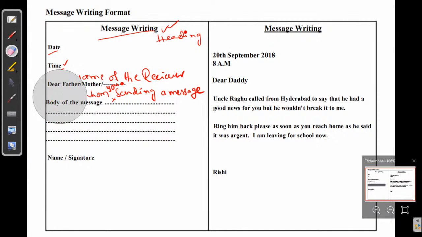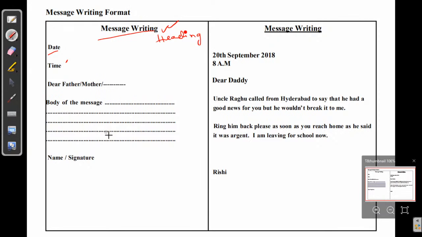Now the fourth one, body of the message. This is a place where you have to write about the content, the information, the news, whatever you want to convey to your friend. All these things you should write in the body of the message.